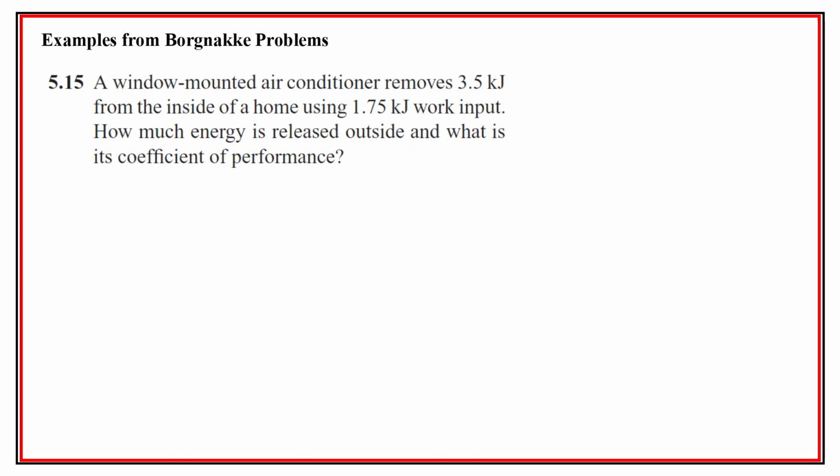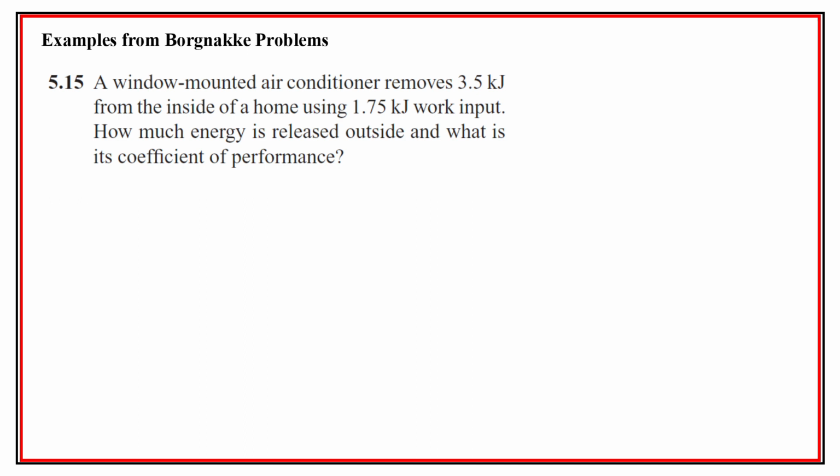Continuing on with class 18, here's some more examples. Here's one from Bornacki. A window-mounted air conditioning removes 3.5 kilojoules from the outside of a home using 1.5 kilojoules work input. How much energy is released outside, and what is the coefficient of performance?